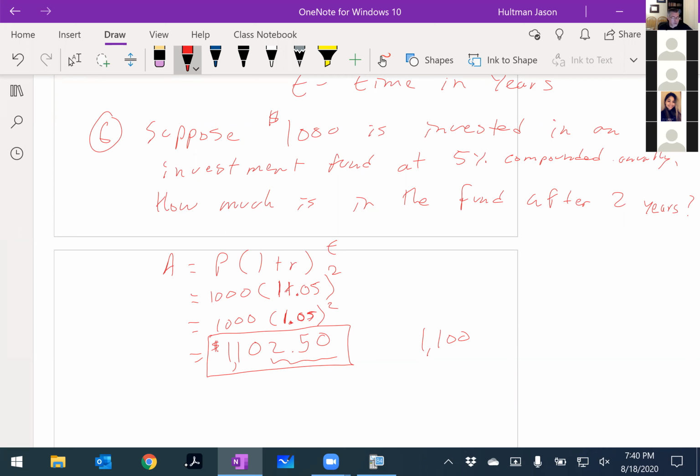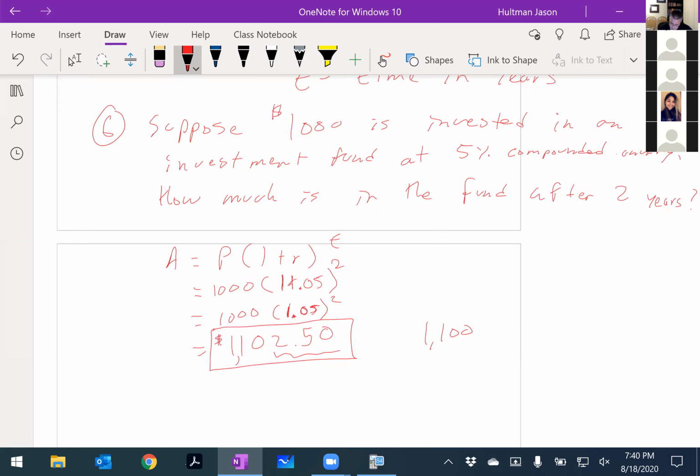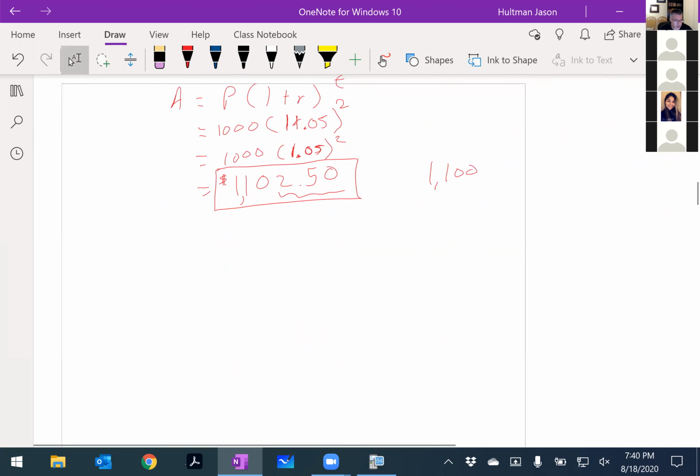Okay, let's look at compounding more times than just twice in 2 years. After 2 years, I would have made an extra $2.50 by compounding. This is simple interest. I would have made this. Now, how do I get simple interest? It's A is equal to P plus I, right? Let me think about this for a second.